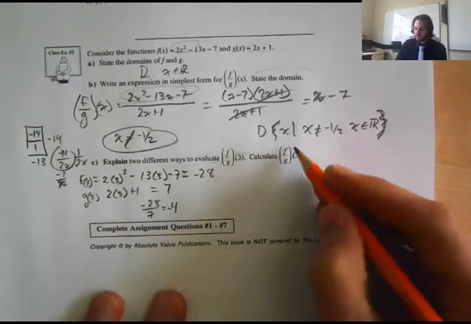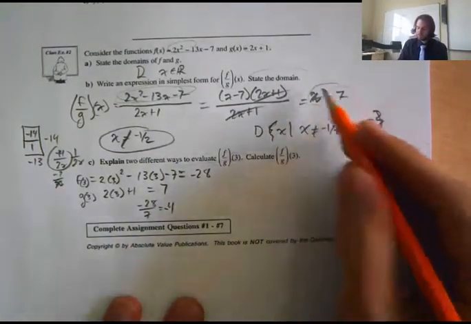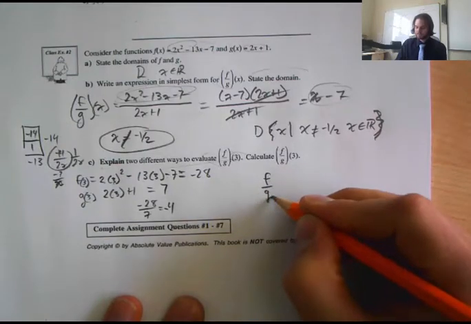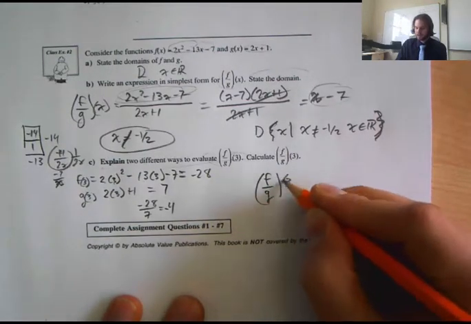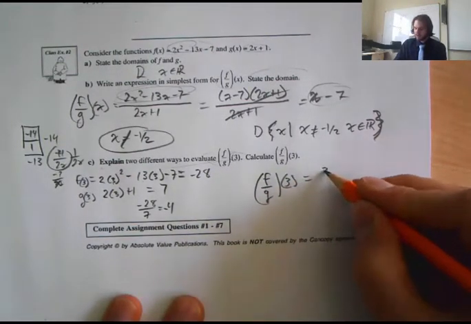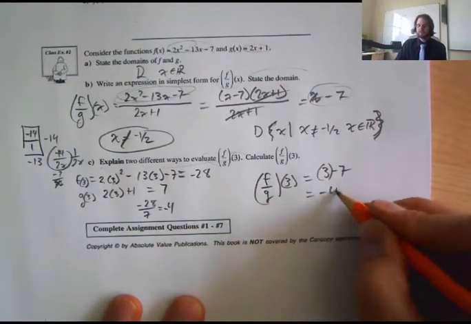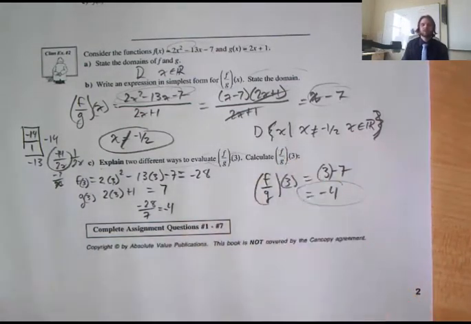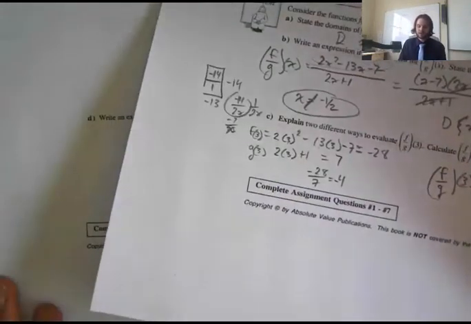The other way of doing it is using our simplified expression. So I just have f over g of 3 is 3 subtract 7. So I put in that 3 for x, which gives me negative 4, which could be a lot faster. If we had many different things to plug in, this way here is quite a bit faster.